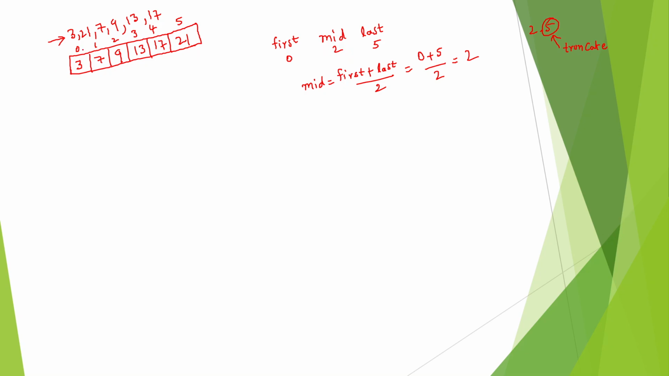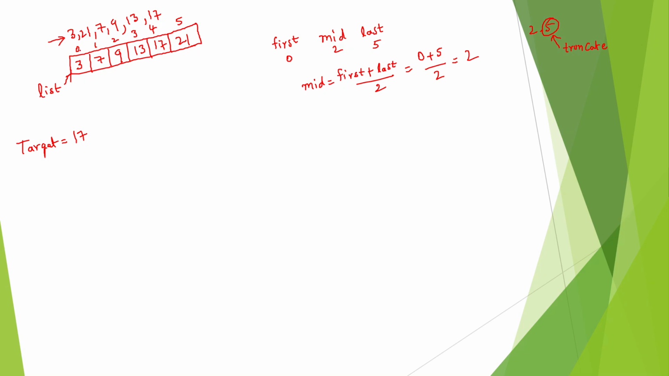Now they are holding these indexes: the 0th index, the 5th index, and the 2nd index. Now assume some target. We are searching for a target. Assume target equals 17. We are looking for 17. So this entire thing is your list.